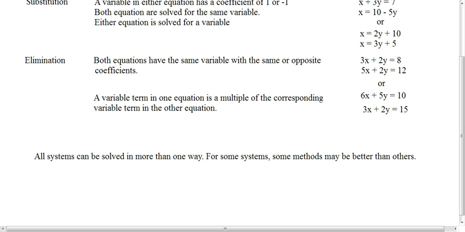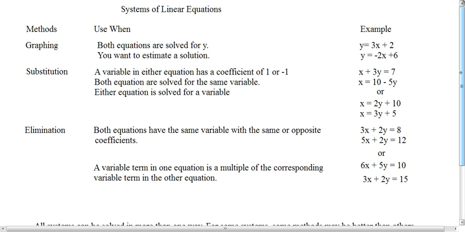Now you may notice in class settings that for a lot of mine, I use substitution, because I'll literally solve for a literal equation and then plug that in. That's just my way of doing it. Again, you have three different methods. You choose the one that's best for you.